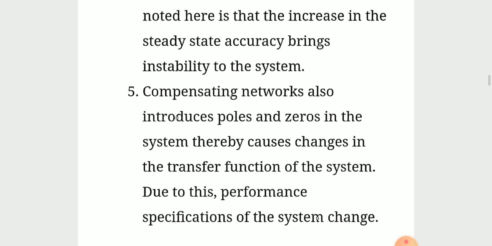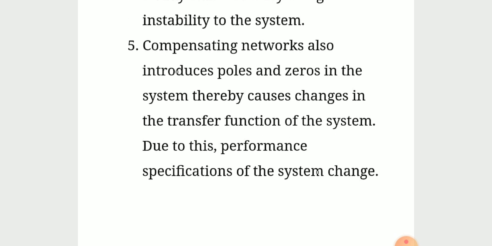Now the compensating network also introduces poles and zeros in the transfer function. By introducing the pole and zero, we can improve the performance and specifications of the system. We can say we change the characteristics and specifications of the system by adding the pole and zero.